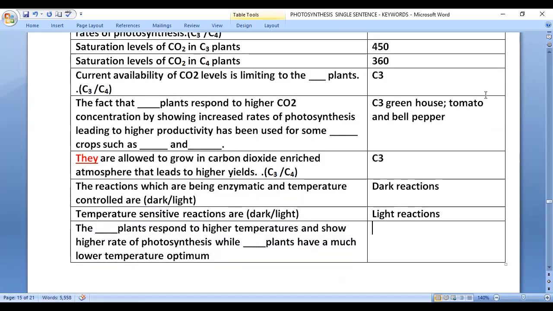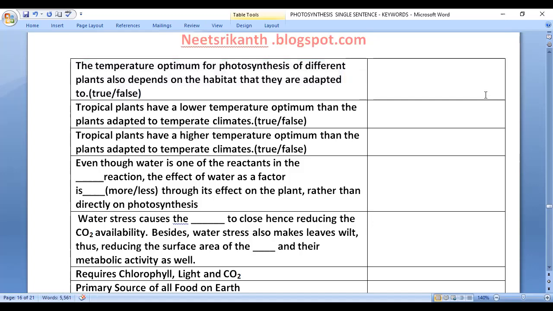The C4 plants respond to higher temperature. C4 plants respond to higher temperature and show a higher rate of photosynthesis, while C3 plants have a much lower temperature optimum. The temperature optimum for photosynthesis of different plants also depends on the habitat that they are adapted to.